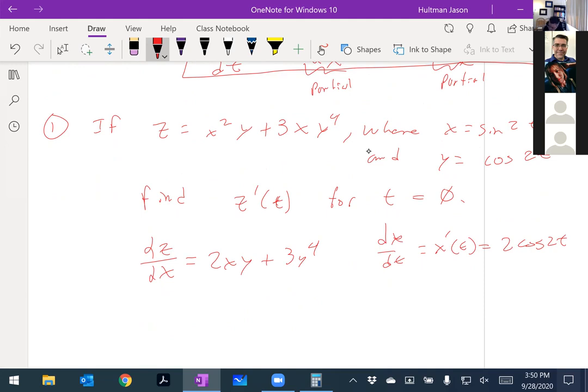Okay, what about the partial of z with respect to y? Well, this is going to be x squared plus 12xy cubed, right? And then what about dy/dt? That's y prime of t, which is going to be equal to negative 2 sine 2t.